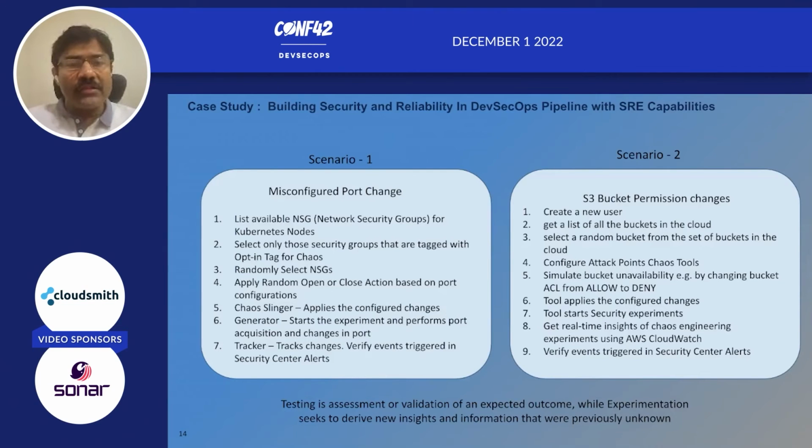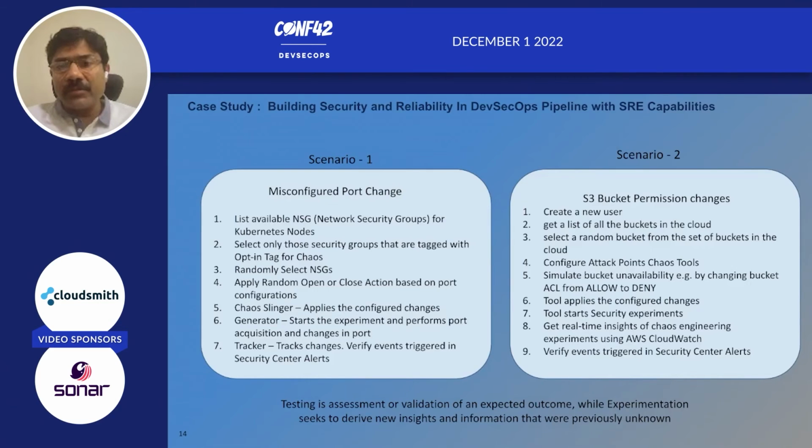You have a list of NSGs, and you need to select those NSGs that are tagged with the opt-in tag for chaos. Randomly select any NSG and apply a random open or close action based on the port configuration. Chaos Slinger will help to apply those configuration changes, and then there is a generator component which starts experimenting and performs port acquisition and changes the port. Then you need to track the changes and verify whether events are triggered in security center alerts or not. That is one of the scenarios that you can test.